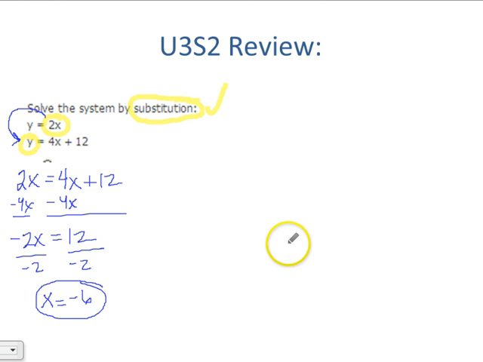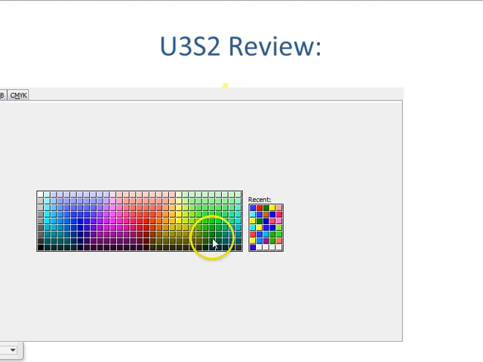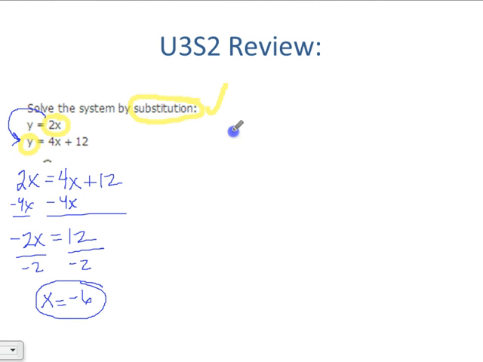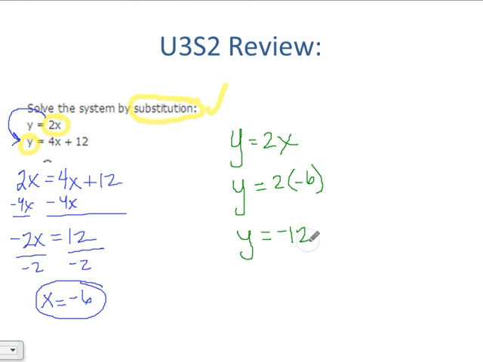So let's make sure that this works. Oh, we still need to solve for y. Looking at our original equations, that top equation looks a lot easier to plug into. Remember, our original equation is y equals 2x. Now I know what x is, so whenever I see x, I'm going to plug in negative 6. And I get y equals negative 12.